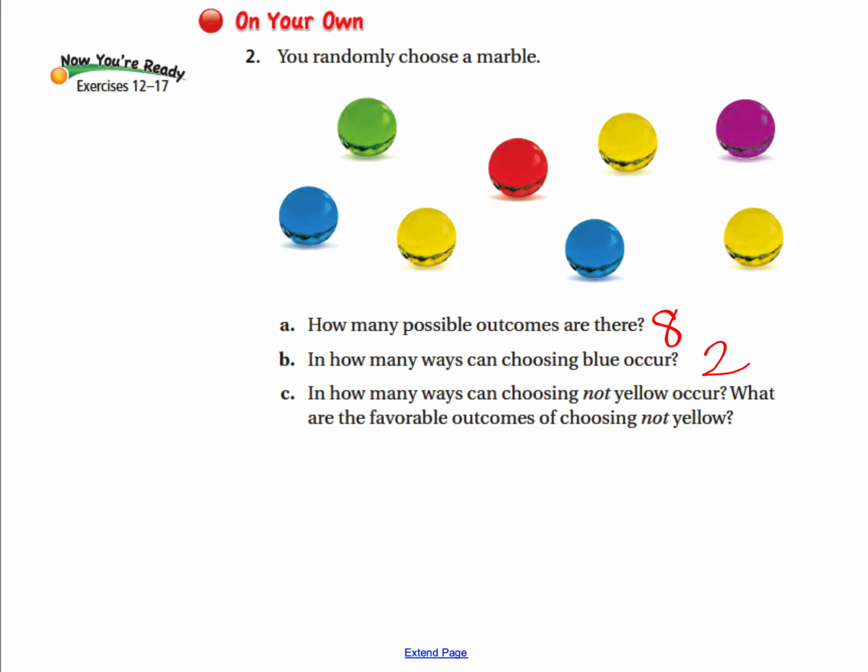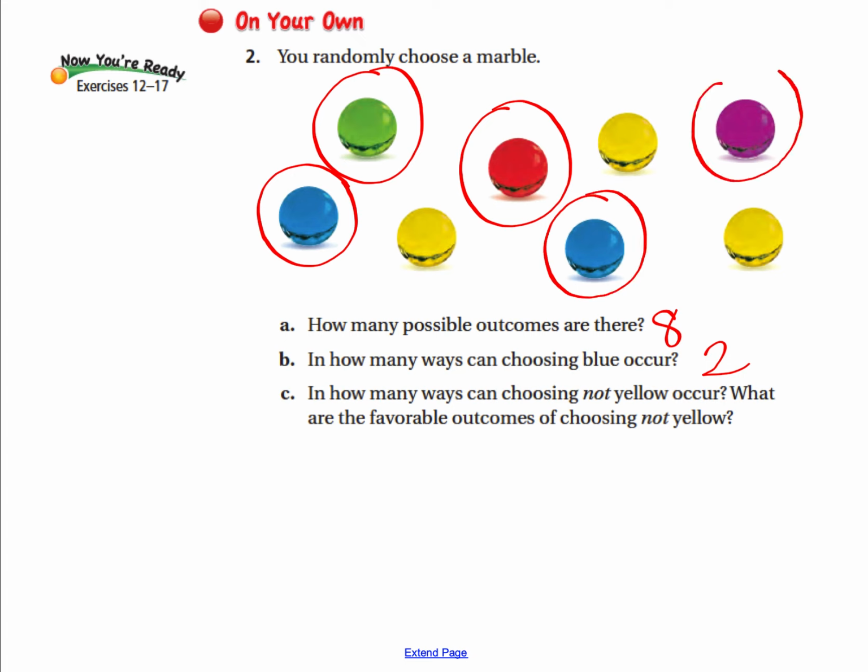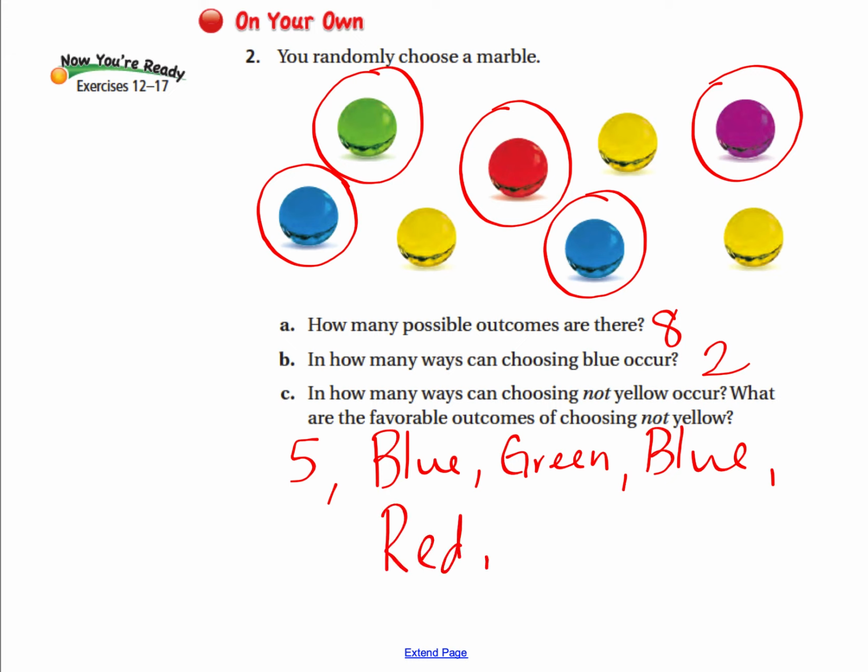In how many ways can choosing not yellow occur? What are the favorable outcomes of choosing not yellow? Okay, first, how many ways? If I choose this marble, it's not yellow. This marble, not yellow, not yellow, not yellow, and not yellow. That's 1, 2, 3, 4, 5. There are 5 ways. It does say to list the outcomes. This would include blue, green, blue, red, I skipped over red it looks like, and purple. So there are 5 favorable outcomes for choosing not yellow. They are blue, green, blue, red, and purple.